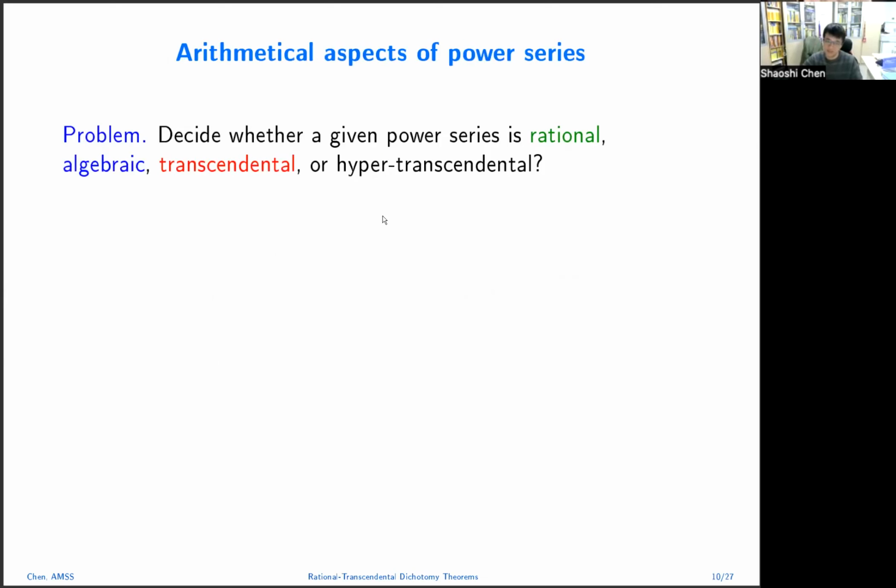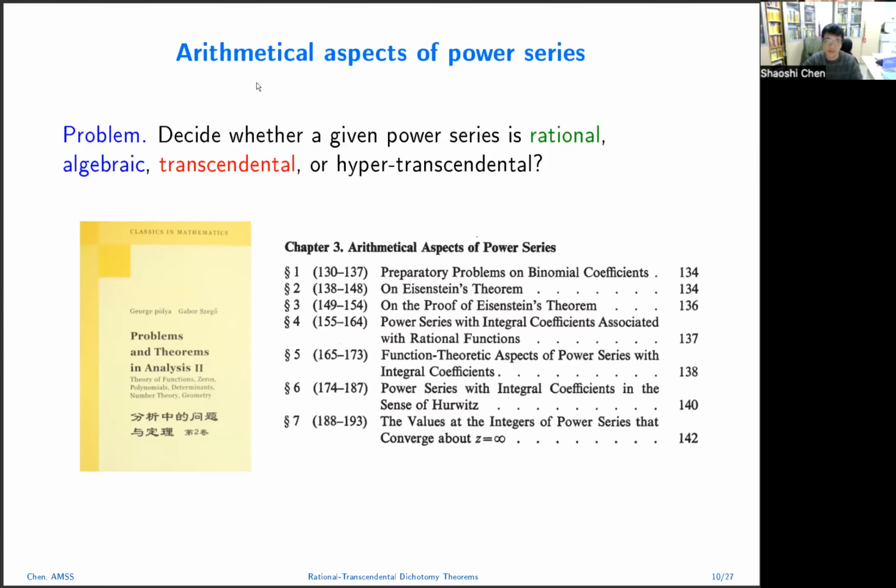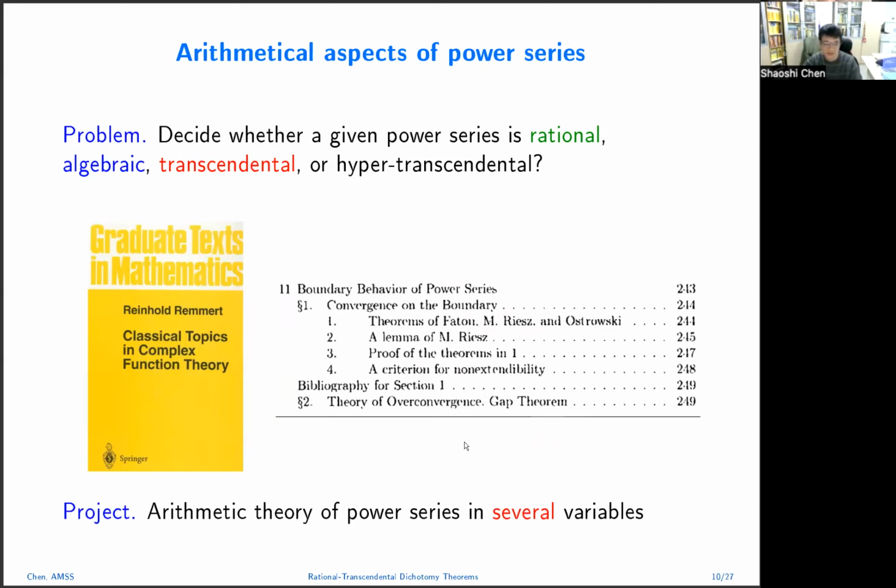And then there are many things we can ask about the more arithmetic study of power series. In general, the problem is how you can decide whether a power series is rational, algebraic, transcendental, or at another level of transcendence called hypertranscendental. I will explain this later. There are many very standard results you can find in the book by Polya and Szegő, chapter 3, about arithmetic aspects. So there are many classical results in this chapter, and if you're interested, you can have a look. Also, there's another classical complex analysis book by Remmert. They also talk about the boundary behavior of power series, and there are many results.